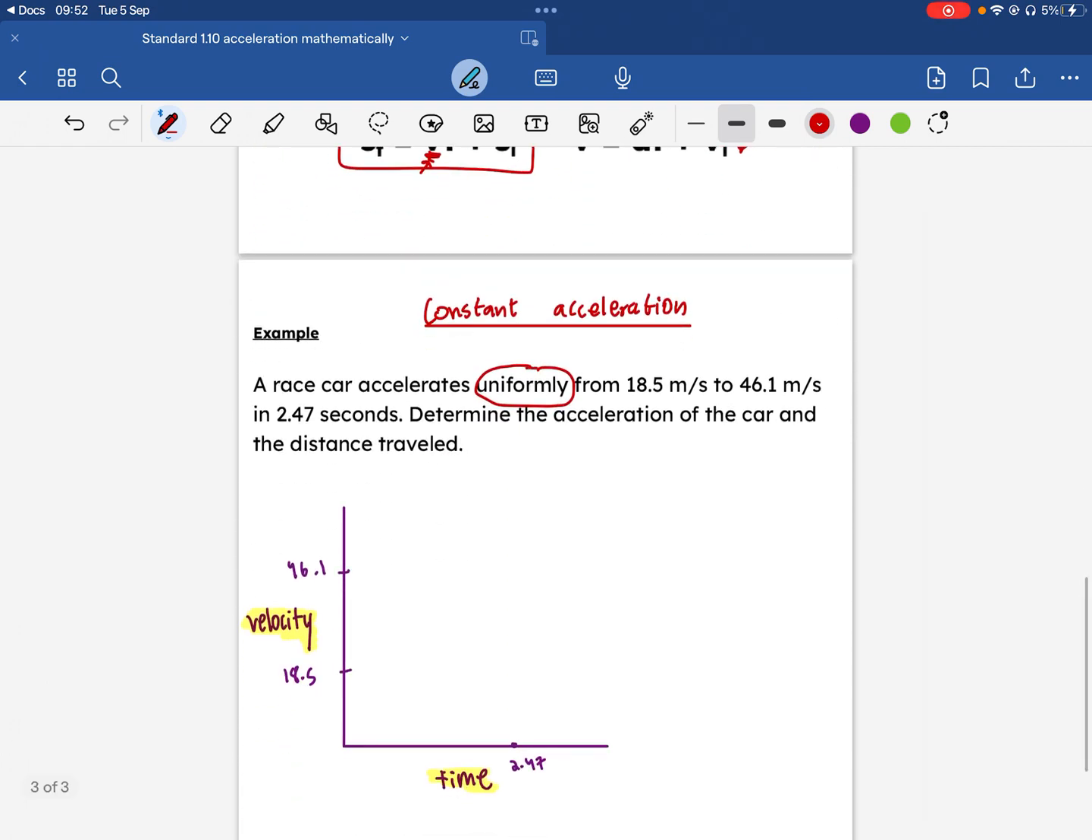So uniformly is just saying that at every second, however much faster the car is getting, it's getting that amount faster from second 2 to 3. And then again, that amount faster from second 3 to 4, that the acceleration doesn't change.